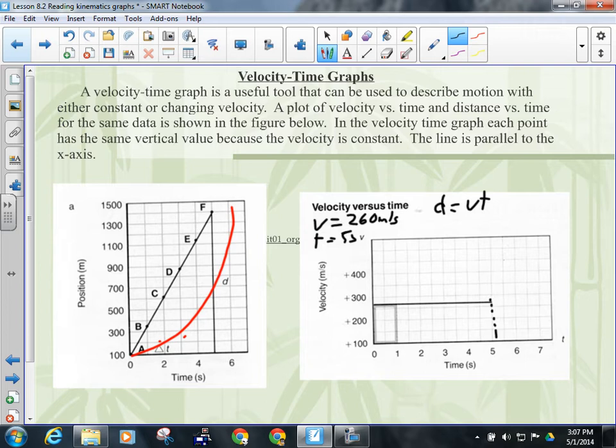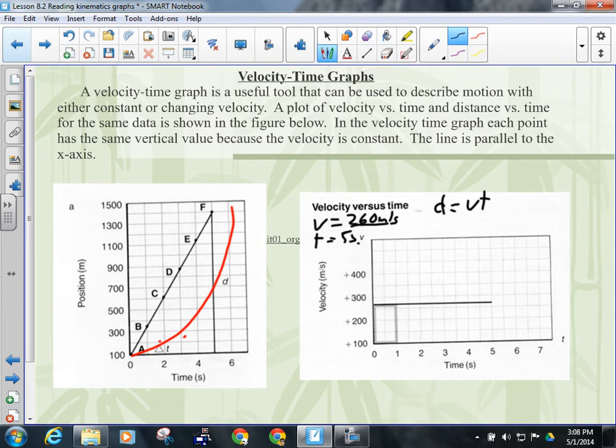Well, is that essentially finding the area of this rectangle? The base of my rectangle is 5. The height of my rectangle is 260. Did I just go base times height? Yes, I did. Now, how do I know to do that? Well, here's how I know to do that.